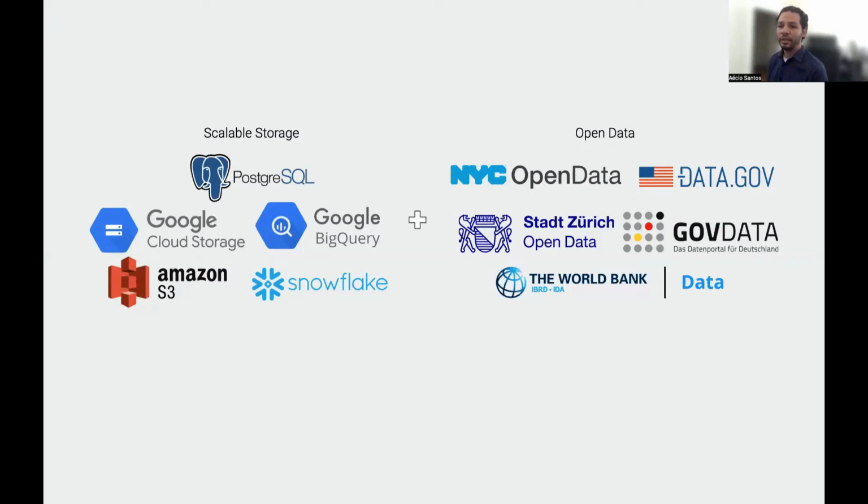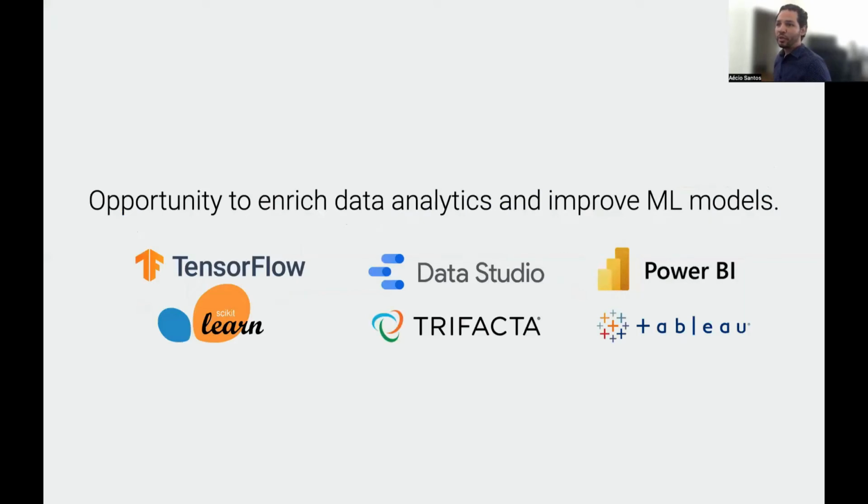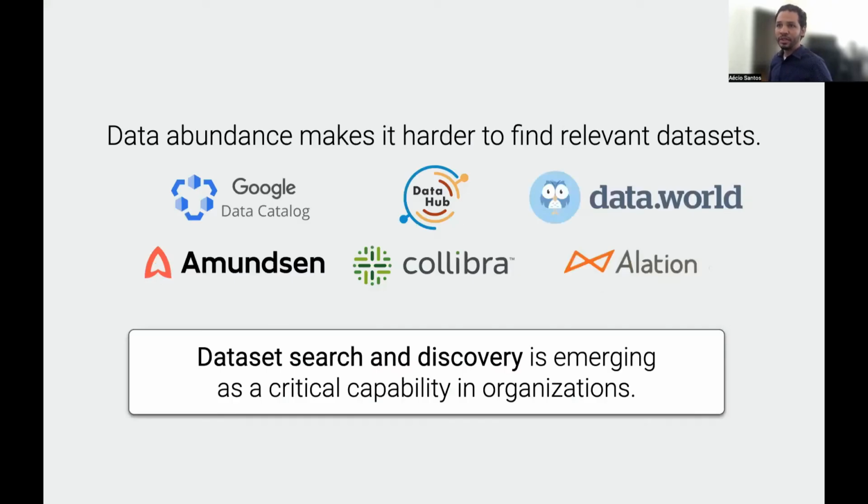Today we are seeing an immense increase in our ability of collecting and storing data, right? And this, together with this trend towards openness and data sharing among organizations, is leading to increasing availability of structured data, right? And this opens up opportunities to enrich data analytics and to improve machine learning models. Now we have the opportunity to combine data sets from different sources and make them richer and improve our analysis, right? However, this data abundance also makes it harder to find data sets.